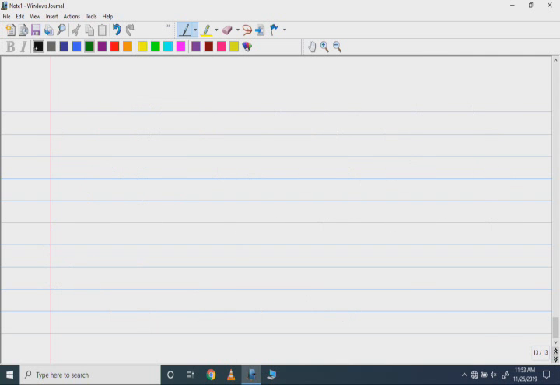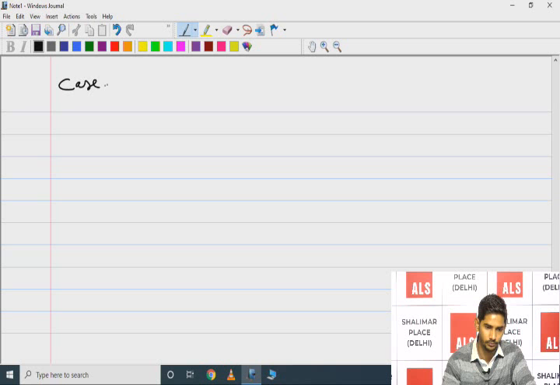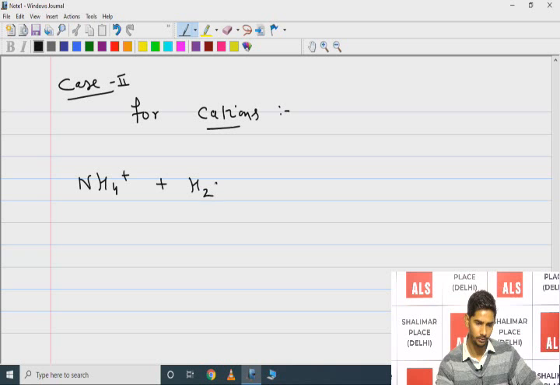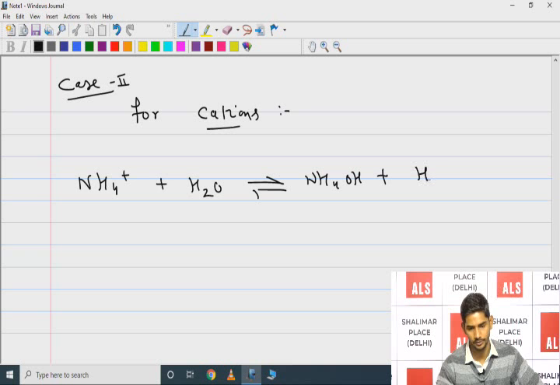Now let's discuss further cations. Case 2, for cations. Suppose we have ammonium ions, and on treatment with water we get ammonium hydroxide with H plus. Why are we defining the K for such reactions? Because finally we are getting H plus ions. It means this is an acidic reaction. Remember, K is always defined for the acidic reactions.